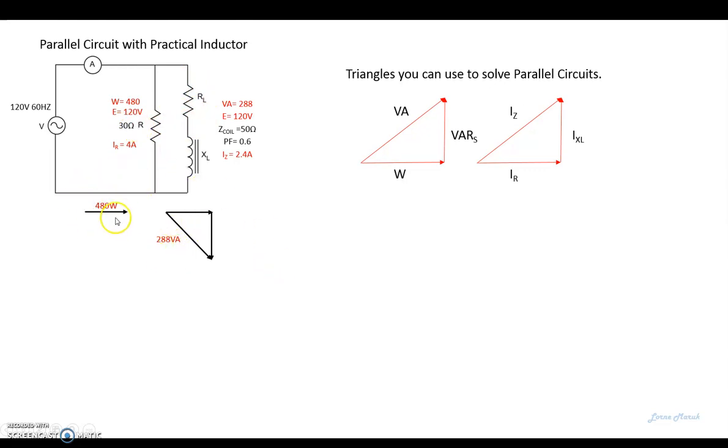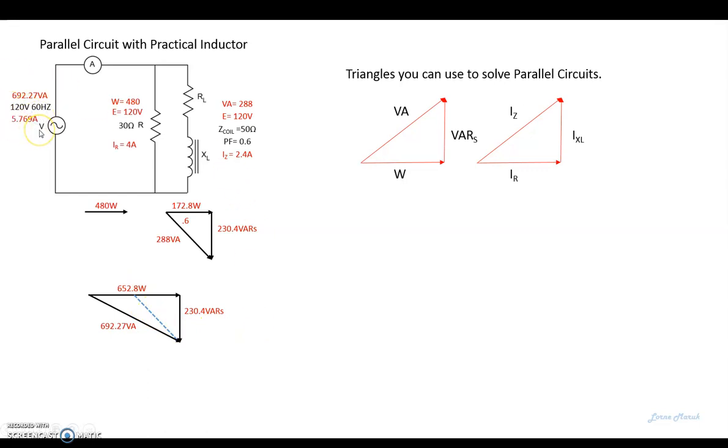Put in your power values, watts here, VA here, transfer over your power factor, solve for watts, VARs, and then combine the two. So 480 plus 172.8 gives us 652.8. Our VARs transfer down to this triangle, and we can solve for our overall VA for the circuit. Now the dotted line here is just an indicator that that would be the inductive or practical inductive portion of the circuit. There's our VA.